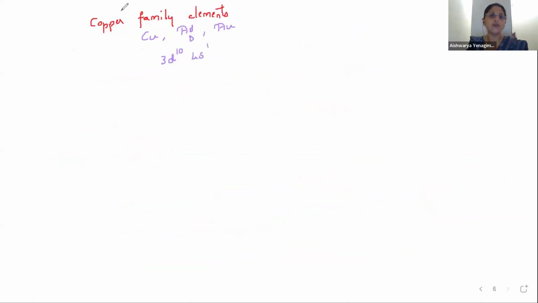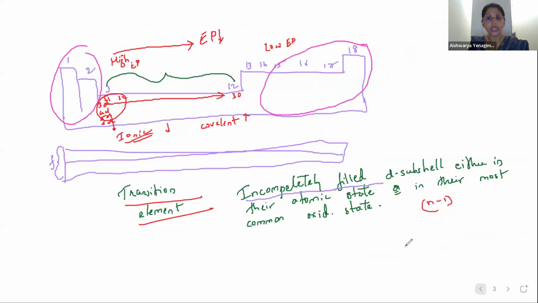But when we see copper family elements, not only copper, but copper, silver, gold, whichever it may be, it is having a completely filled d subshell. Then how can you call it a d block element? The definition says: incompletely filled d subshell either in their atomic state or in their most common oxidation state.